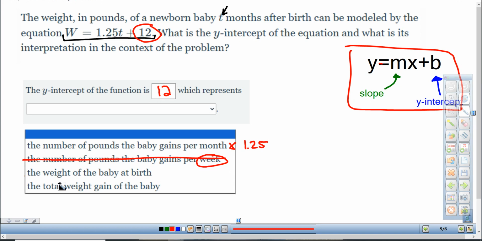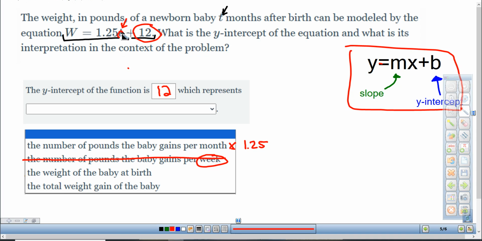Is it the weight of the baby at birth? Yes, it is. How do I know that? Because if we would say that the baby was T months old, when a baby's born, they're not any months old, so you would put that as 0.